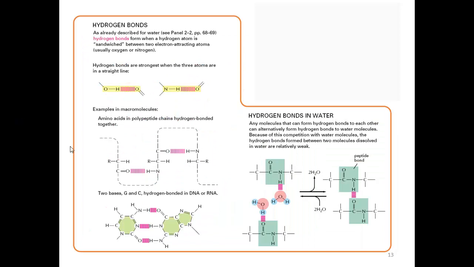Hydrogen bonding plays huge roles in the shape of proteins and nucleic acids. In this case, we have hydrogen bonding between backbone atoms, perhaps of an alpha helix. We'll see examples of this in future lectures. And of the two nucleic acid base pairs, a C and a G interact with each other through a number of hydrogen bonds.